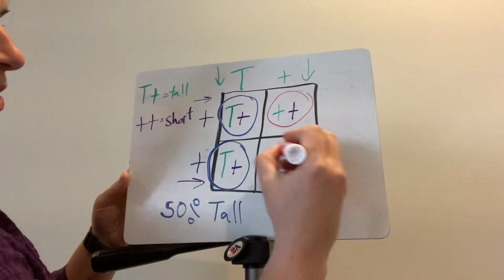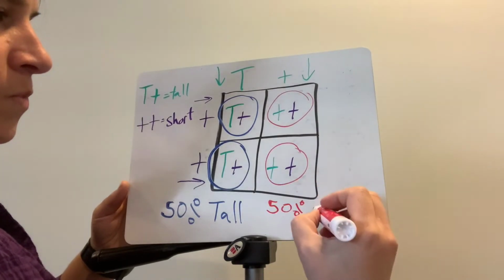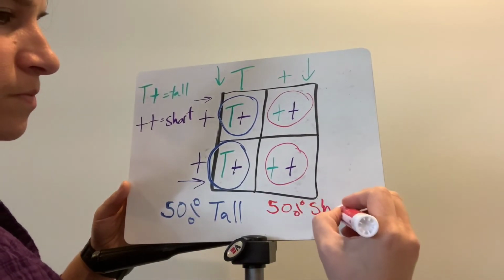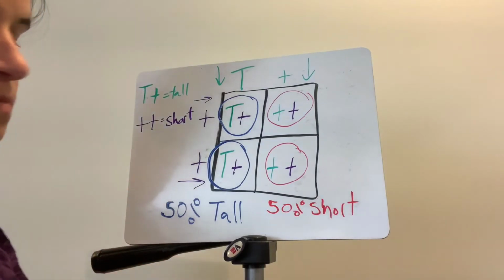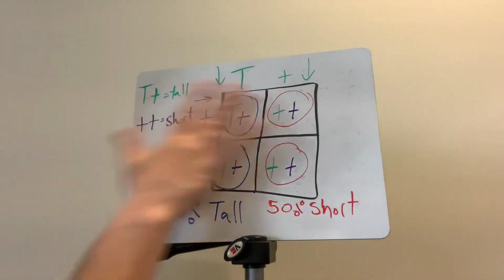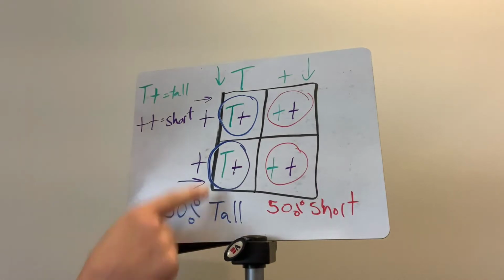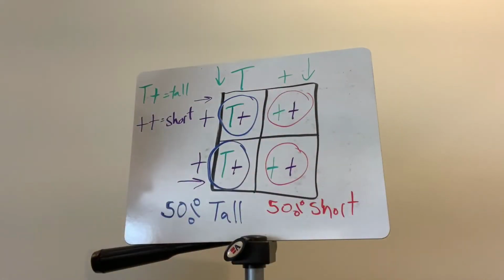And 50% will be short. All right? So this one looked very similar, or turned out very similar to the other one that we did. But in this case, we have too tall and too short.